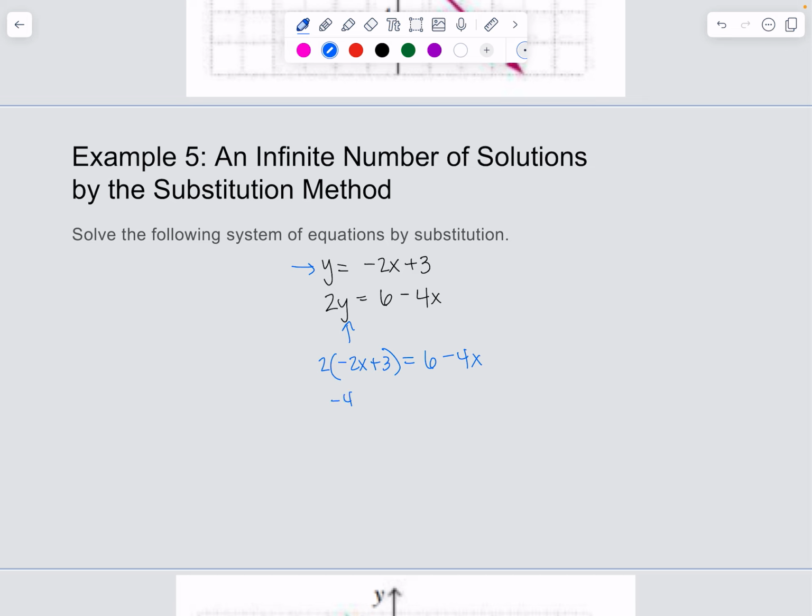Distribute. Okay, now we have the same thing happening on both sides. 6 minus 4x is happening on both sides of our equation. So that is true, but that means that we have the same line. So this is infinite solutions.